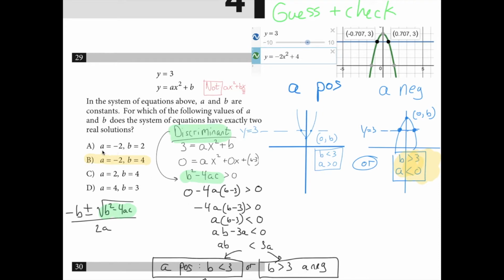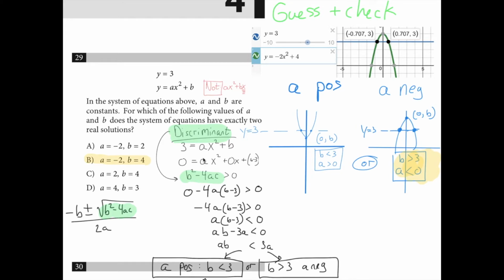So let's see, if a is negative, then you get either a or b, and so then here the b value is greater than 3, that would be answer choice B. Answer choice B falls into this category where b is greater than 3 and a is negative. Whew, that's actually a really complicated way to do it, and maybe it was a really good review for discriminant.